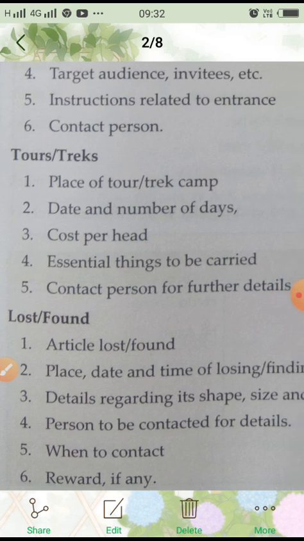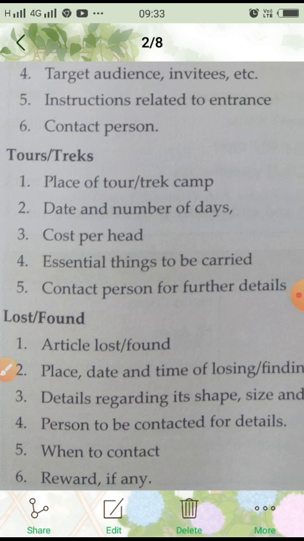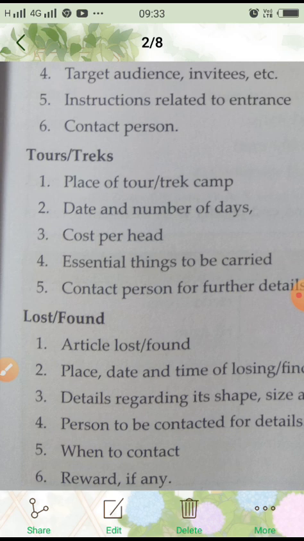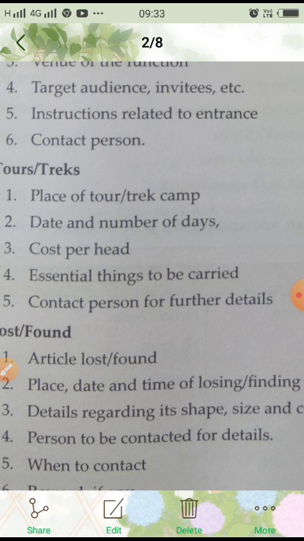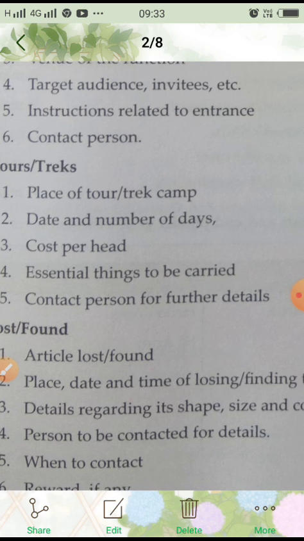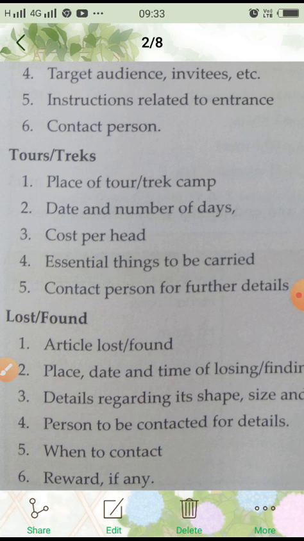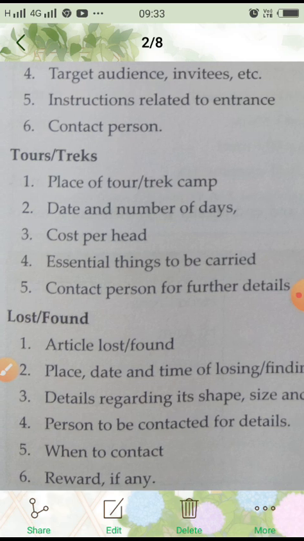And then third is cost per head, that is, how much it will cost for each member. And then fourth is essential things to be carried, that is, if you are interested in coming on the tour or treks, what are the important things you have to carry with you. And fifth is contact person for further details, that is, if a person wants any more details, to whom he has to contact.